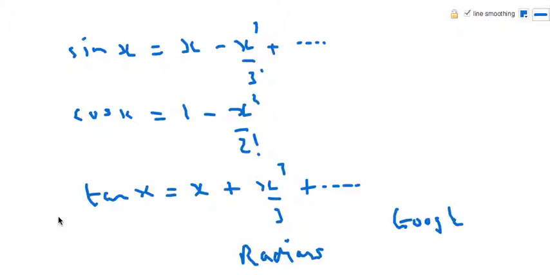So instead of being odd terms like x to the power 1, x cubed, x to the power 5, and so on, so that should be a cube there.